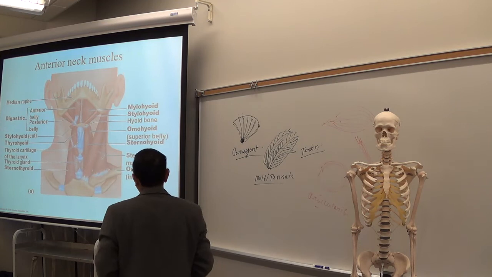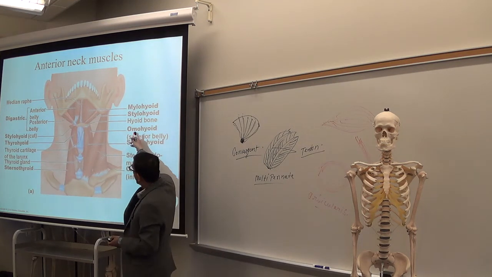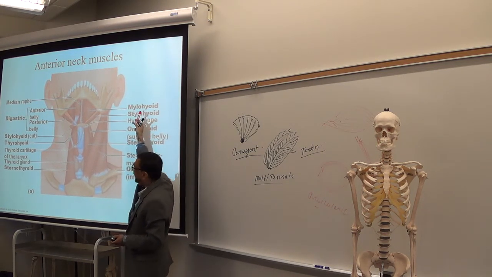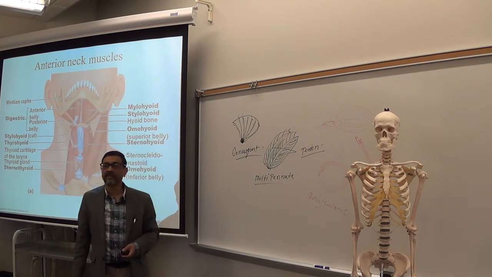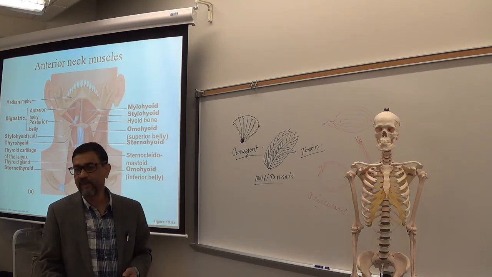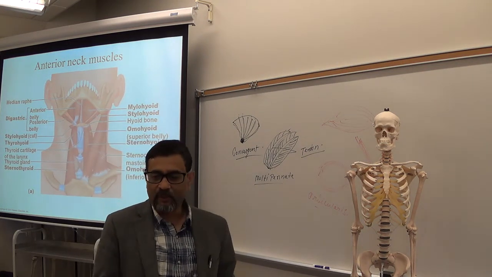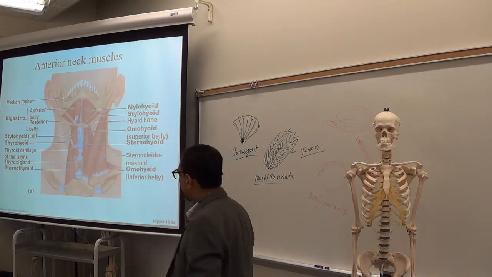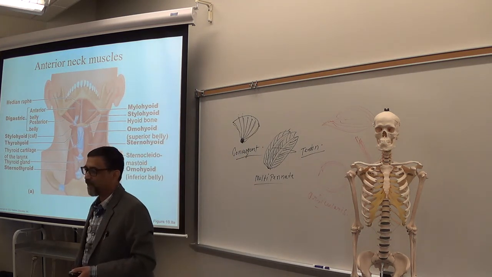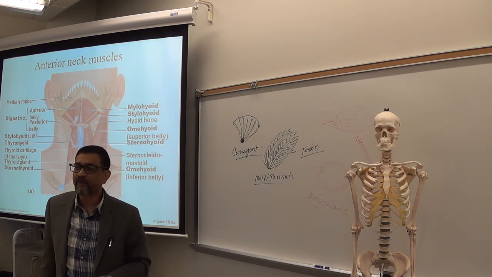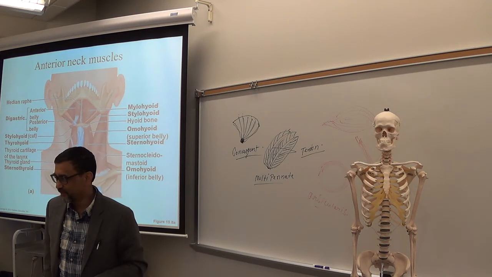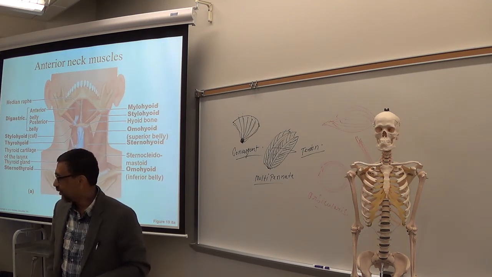For example, omohyoid, sternohyoid, stylohyoid, mylohyoid. All those are supported by the hyoid bone. That means they get attached to the hyoid bone. Okay? So most of the anterior neck muscles end with what? Hyoid. Is it clear? Most of the tongue muscles end with what? Glossus. Glossus means tongue. Is it clear?